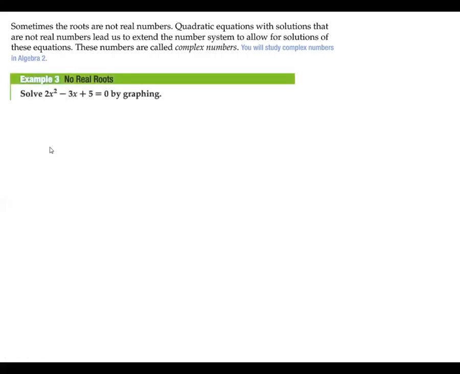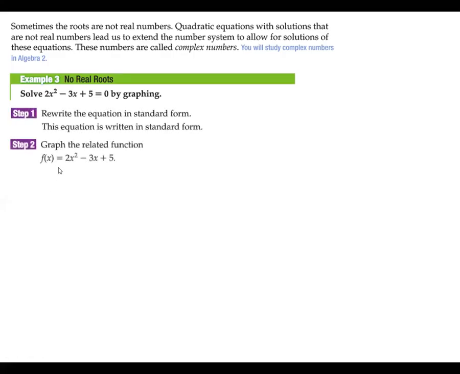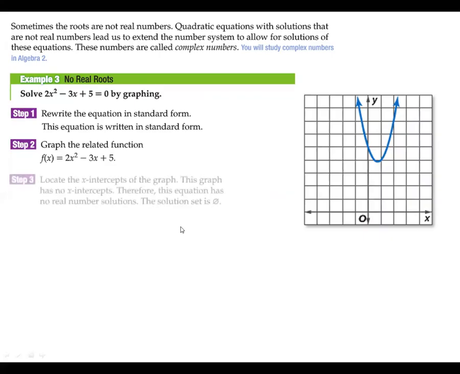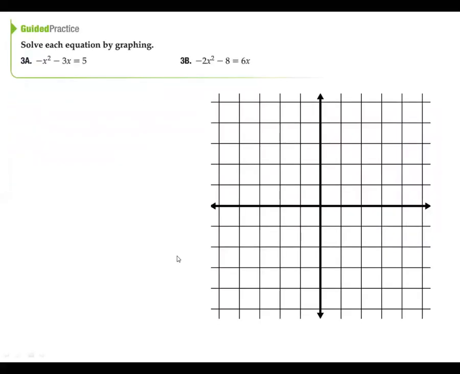All right, so let's solve 2x squared minus 3x plus 5 equals 0 by graphing. So it's already in standard form, so I just write the function 2x squared minus 3x plus 5. If I graph it, you can see that it's a parabola opening upward but does not cross the x-axis, so there's no solution. And you just write a 0 with a slash through it. Okie dokie.